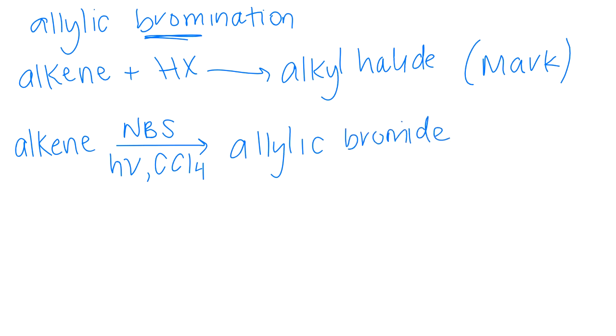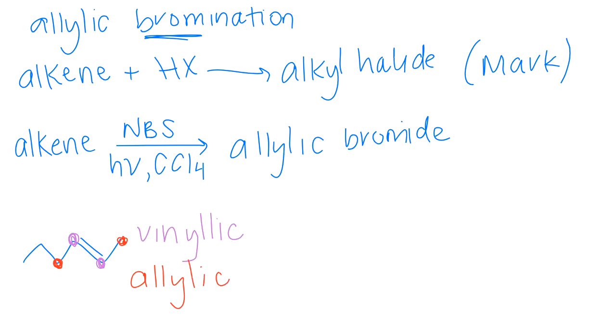So what the heck does allylic even mean? Let's look at just a general alkene to start off. Remember in an earlier chapter we looked at these two carbons, the carbons directly attached to the double bond, and those were called vinylic carbons. The new ones that we're going to look at, the allylic carbons, are one carbon away from that double bond. So the red in this case is allylic. Vinylic is directly on, allylic is one away.